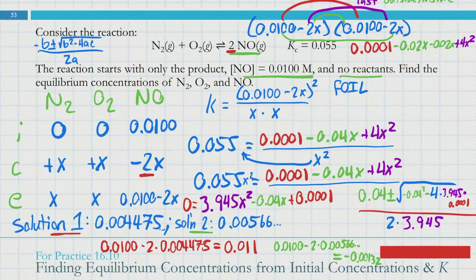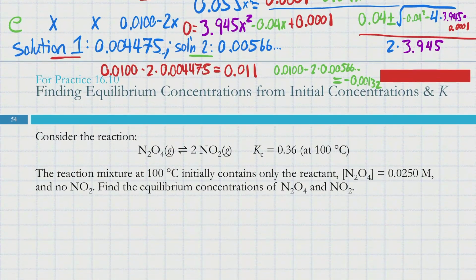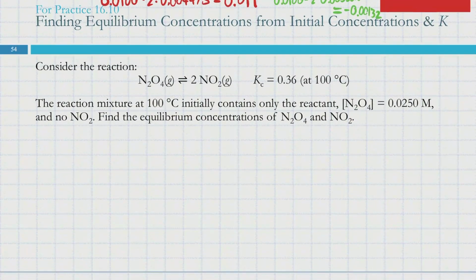How are we feeling? All right. Your turn. Consider the following reaction. It initially contains only the reactant and no product. Find the equilibrium concentrations. I'll give you 5 minutes. Hopefully that's enough time.